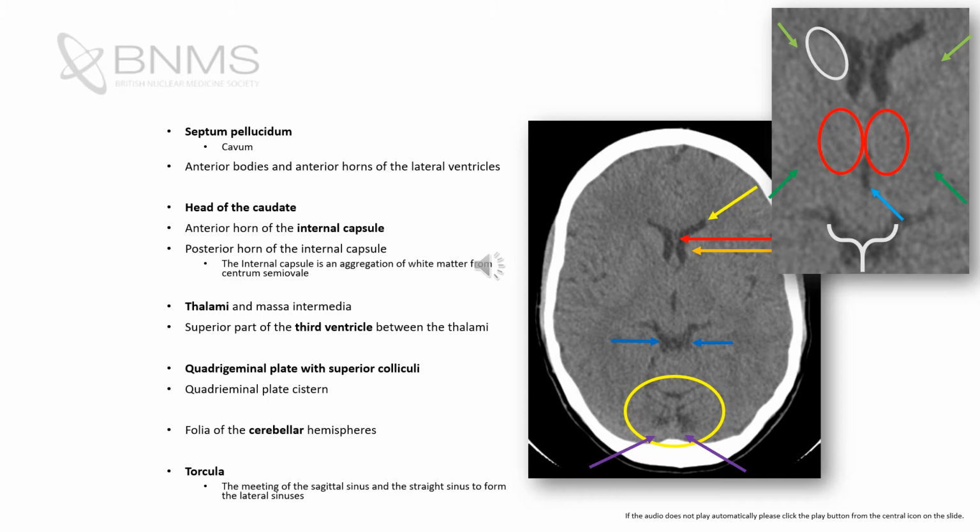If we magnify some of the central structures by clicking again, first of all we can see the head of the caudate nucleus adjacent to this anterior aspect of the lateral ventricles, indicated here on one side on the right by the white oval. Adjacent to the head of the caudate nucleus on this slice is the anterior horn of the internal capsule, indicated by the two light green arrows.